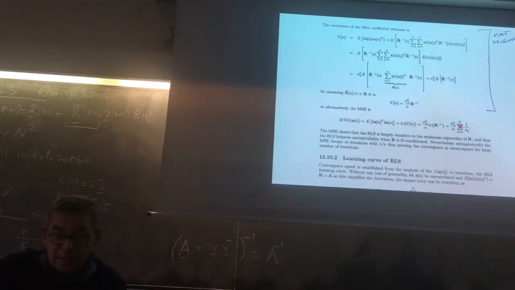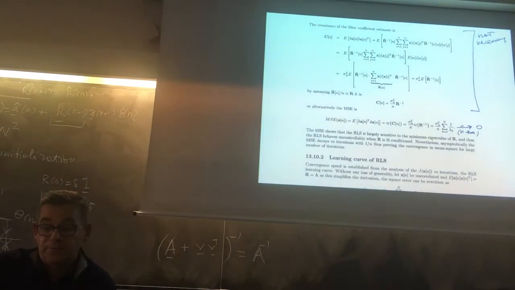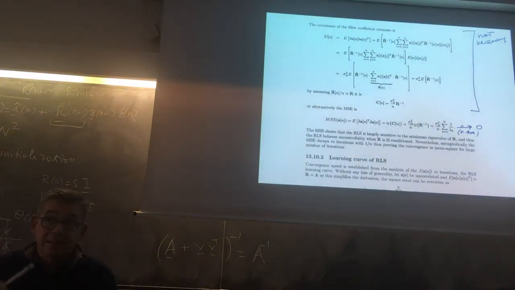So the mean square is not similar to the LMS. The good news is that regardless of this dependency, it is going with n. The more n grows, the less this one is dominating, and for n going to infinity, this is going to 0, fast or slow depending on the eigenvalues of the matrix R. It's different from the LMS, because LMS asymptotically has a mean square error which is different from 0.